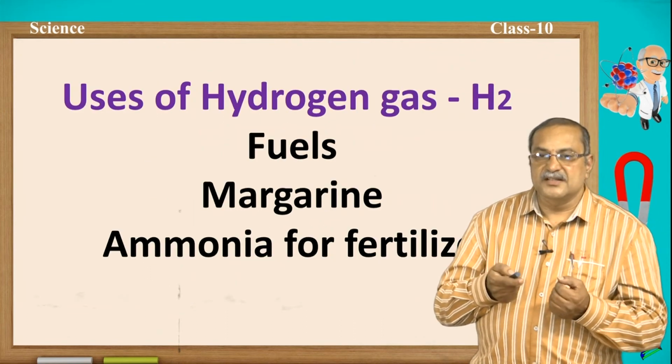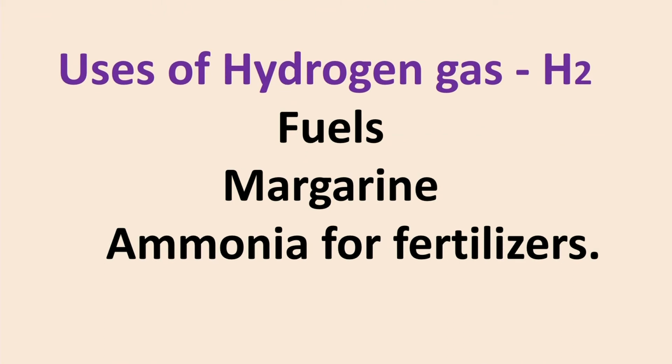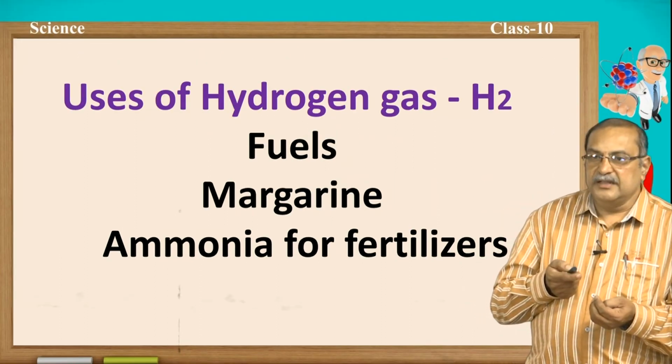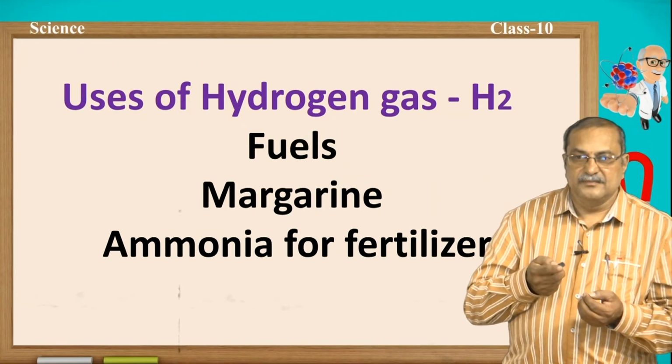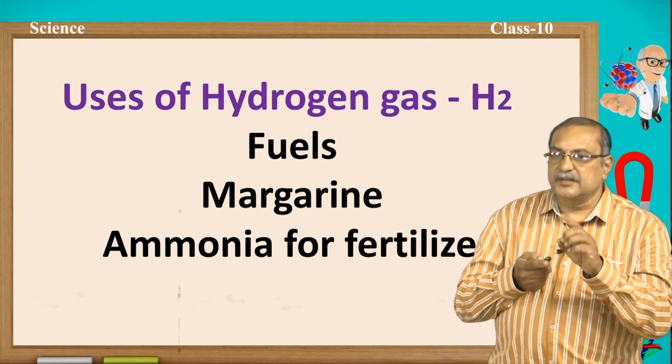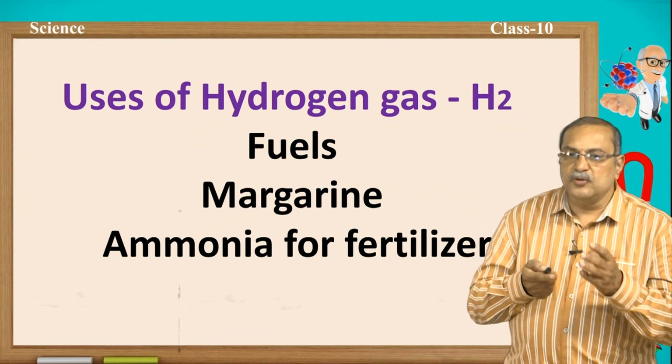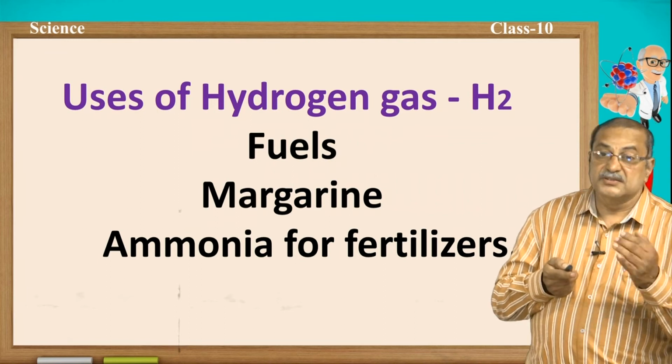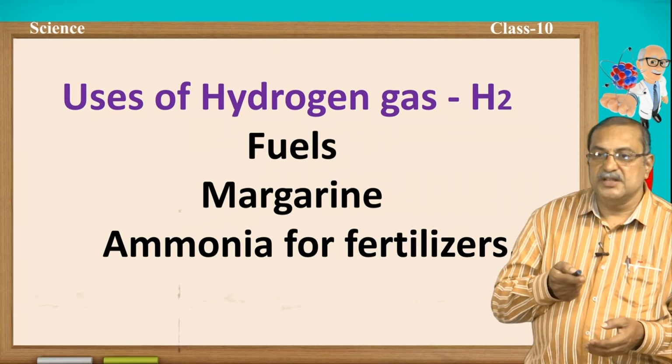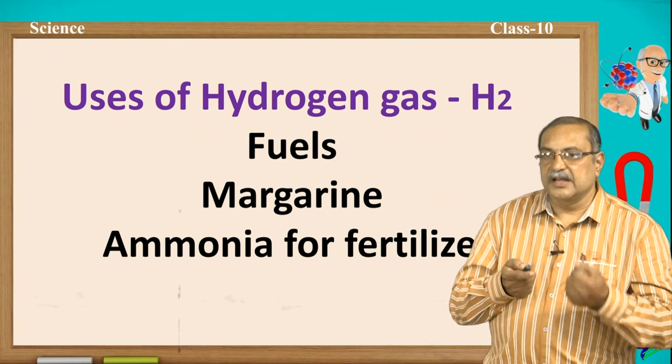uses of hydrogen gas. So, you might have seen hydrogen gas is used as fuel, because it is a combustible gas, that is why it is used as a fuel. And margarine is obtained by using this one. Margarine is an alternate for butter, it looks like butter, but it is not butter. Okay. Next, ammonia for fertilizers. So, they use this to produce the fertilizers which are helpful for agriculture.